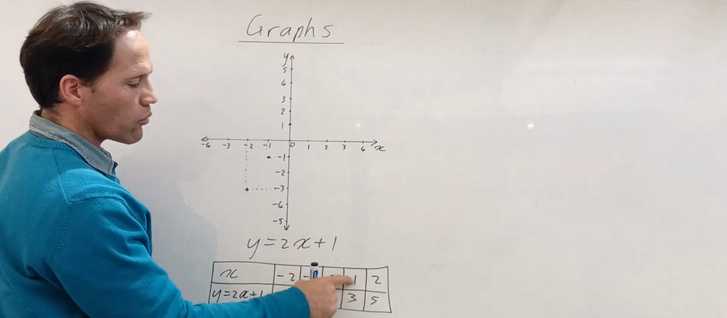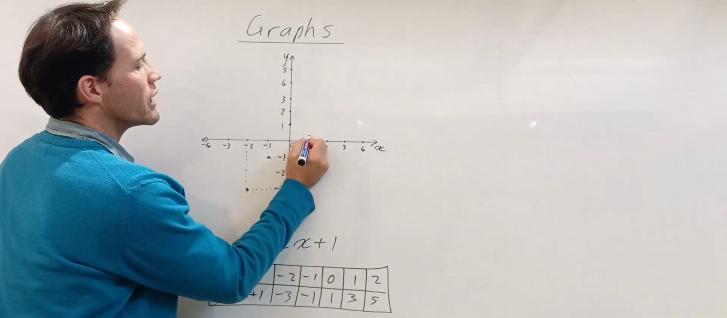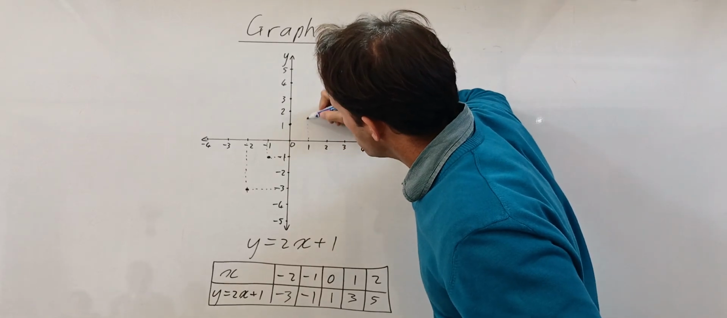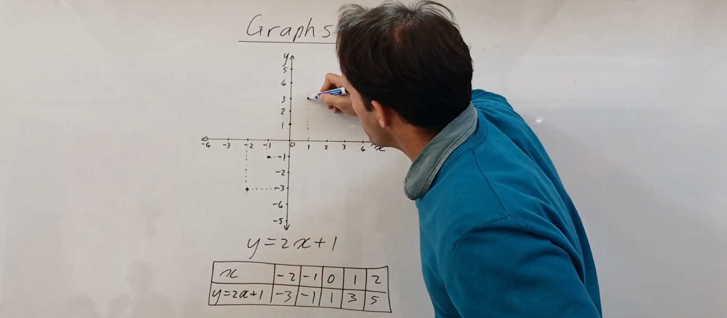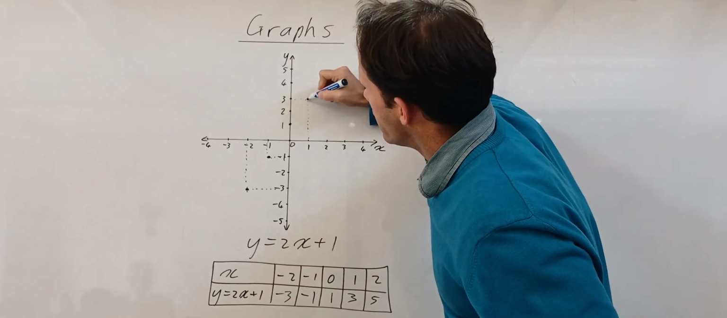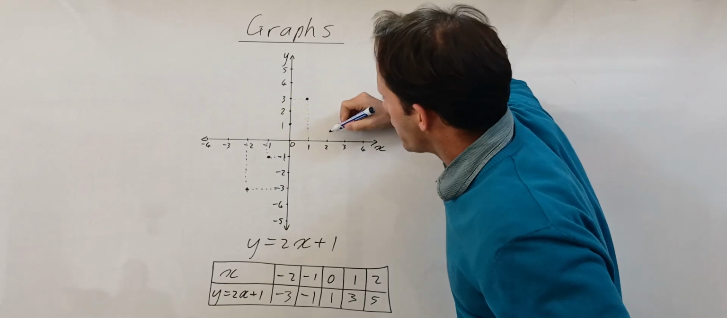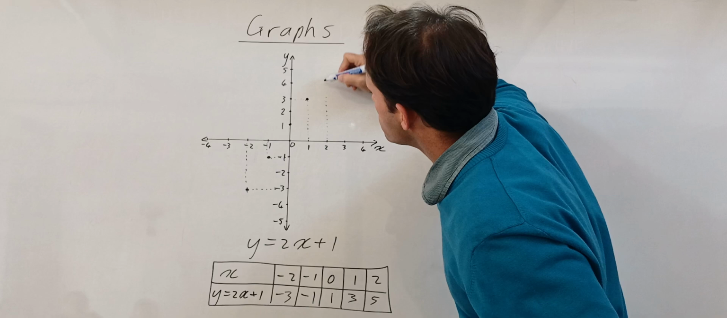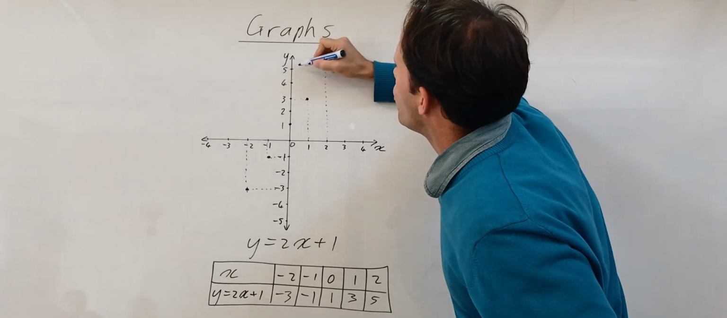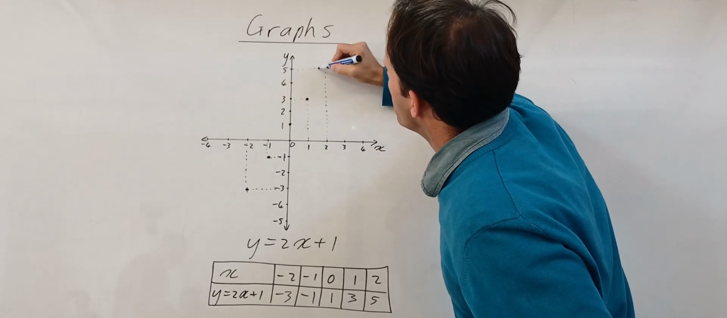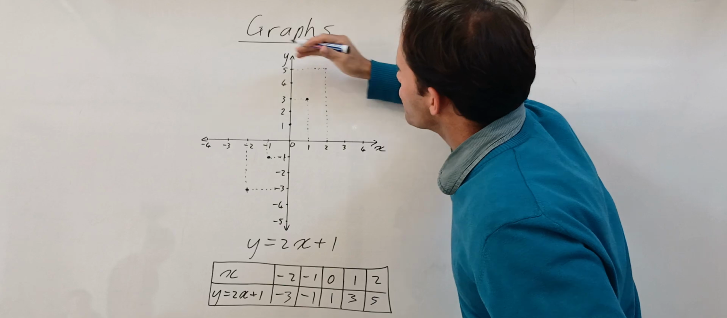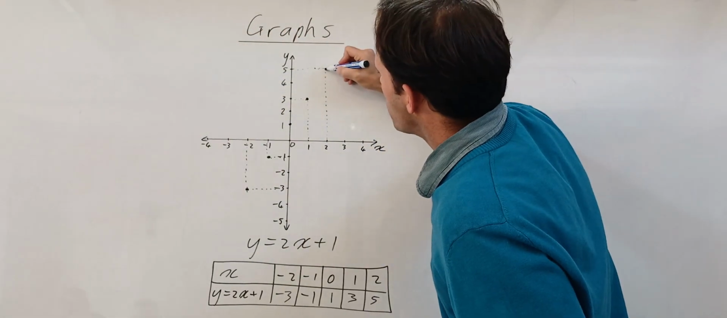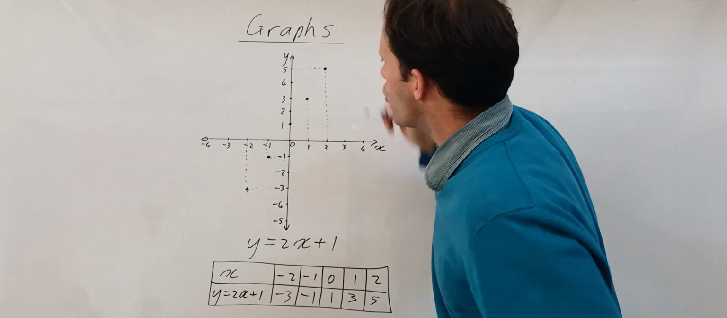So let's first look at this one, 1 and 3. I put 1 in. When I put 1 in, what did I get out? 3. So I go up to 3. And I say it's going to be there. And then when I put 2 in, what did I get out? 5. So I go all the way up to 5. And I say, I have to go straight this way. Straight up, straight this way. That place where they meet, that's my coordinate.